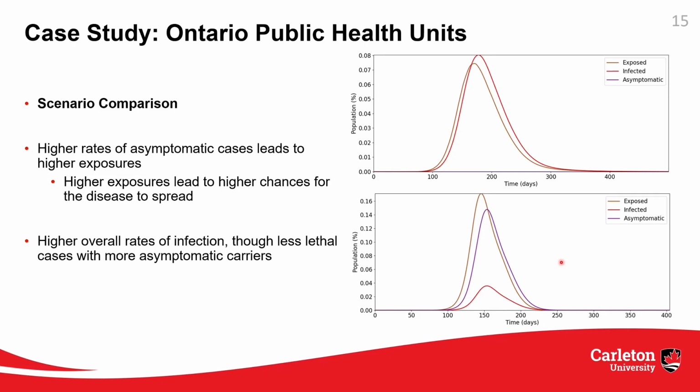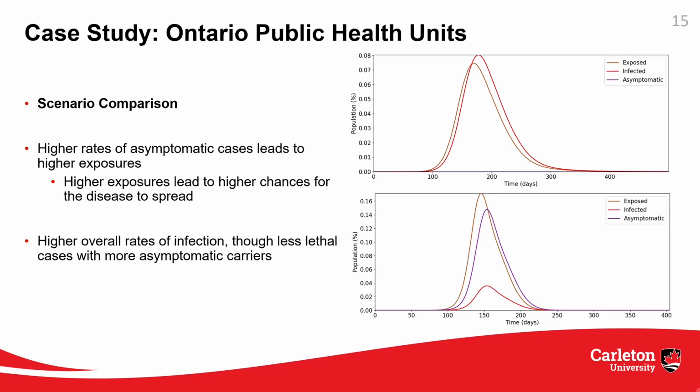What we can right away see, we have much higher rates of exposures when we have more asymptomatic cases. This is because of what we talked about earlier, and those asymptomatic carriers are exposing more individuals, but they do not know it. So we have higher rates of infection, but these infections aren't as lethal, so they're not causing as many deaths. But there are some scenarios where this can change. And that's what we're going to look at next.